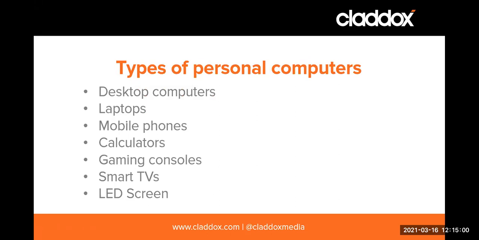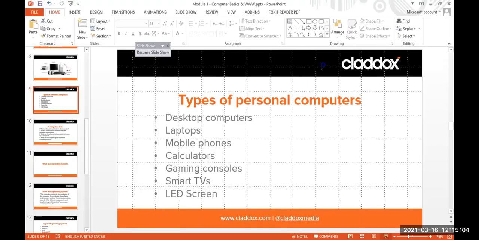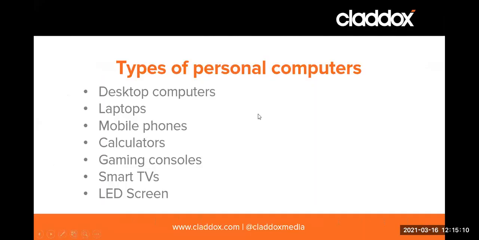Okay. So let's see types of personal computers. We have desktop computers, we have laptops, we have mobile phones. Your phone is a computer on its own. You have your calculators, your gaming consoles like your PS4, PS5, PS2, all those things, they are computers.